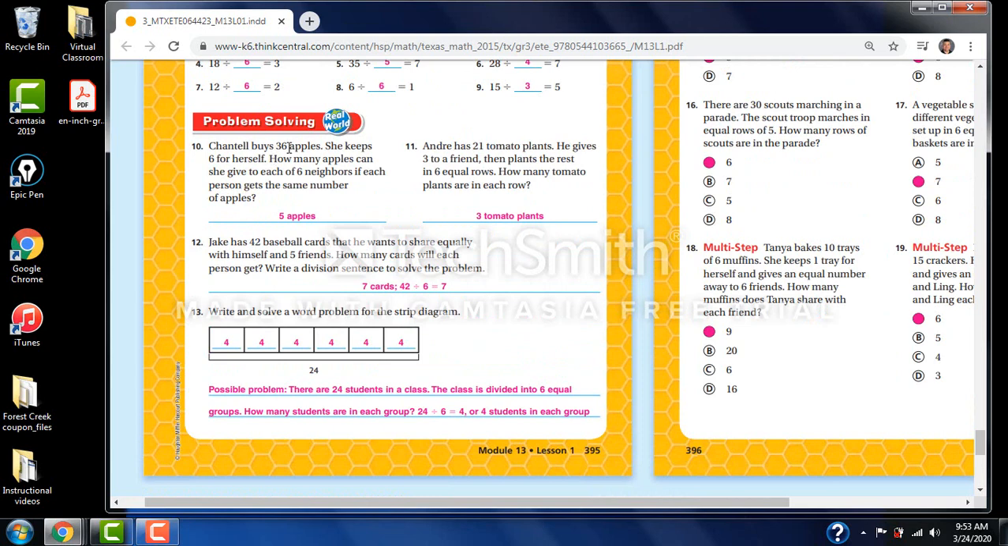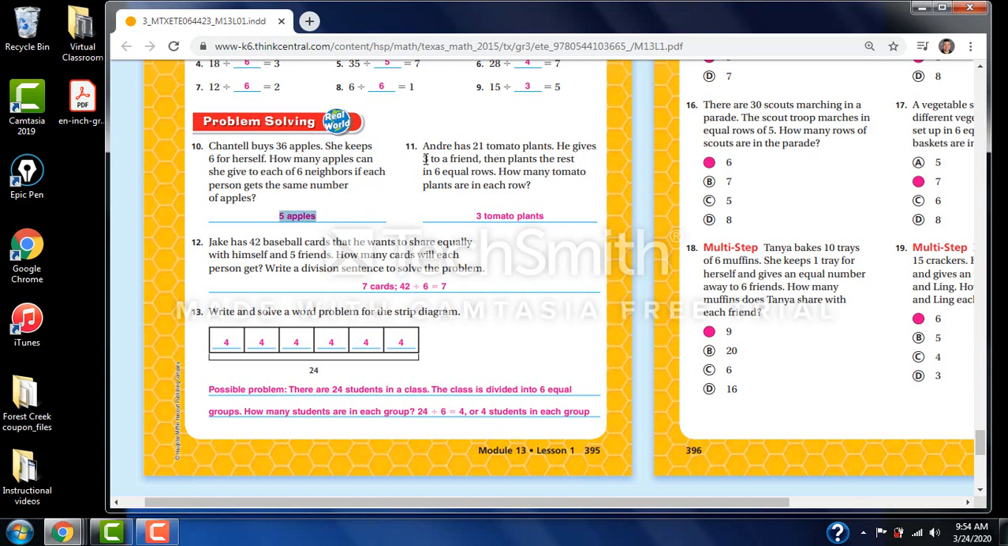Problem solving, 36 apples. She keeps 6 for herself. How many apples can she give to each of 6 people? So here's the key right now. She has 36. She keeps 6. So what do you do, Tulene? That is correct. You have to subtract 6 from 36. That gives you a total of 30. Then you divide that into 6 groups, so you should have 5 here. The key is subtracting this one.